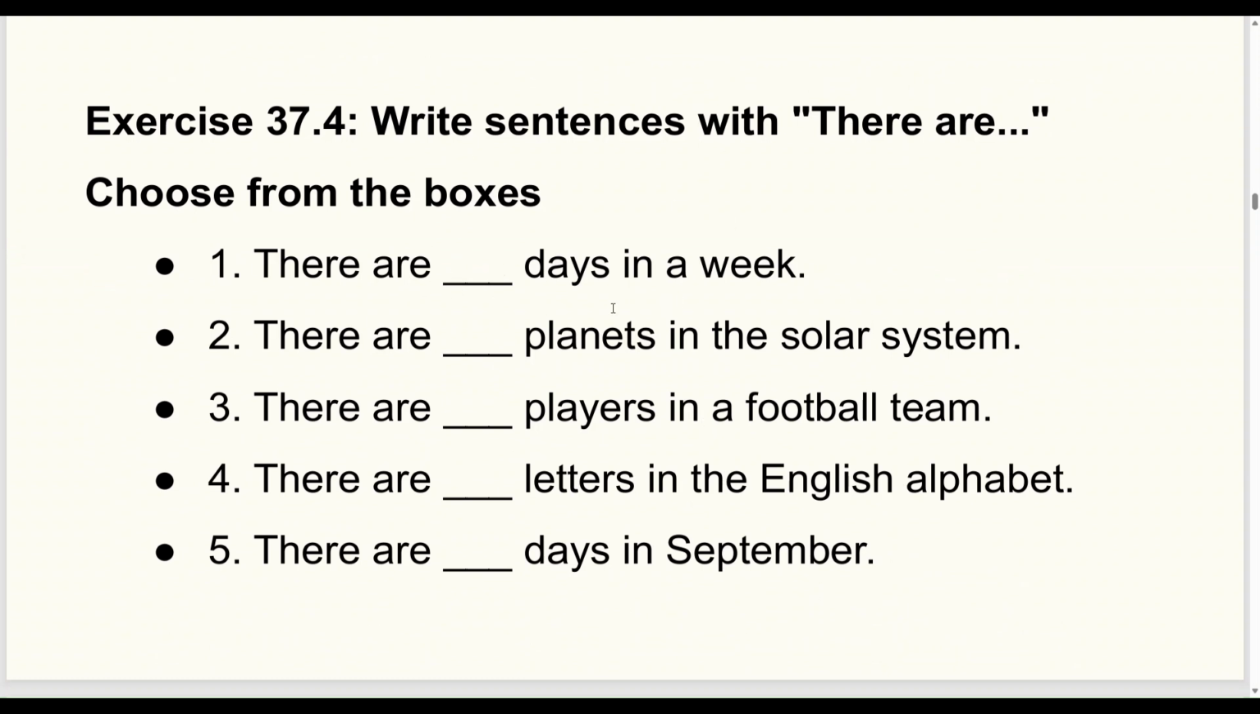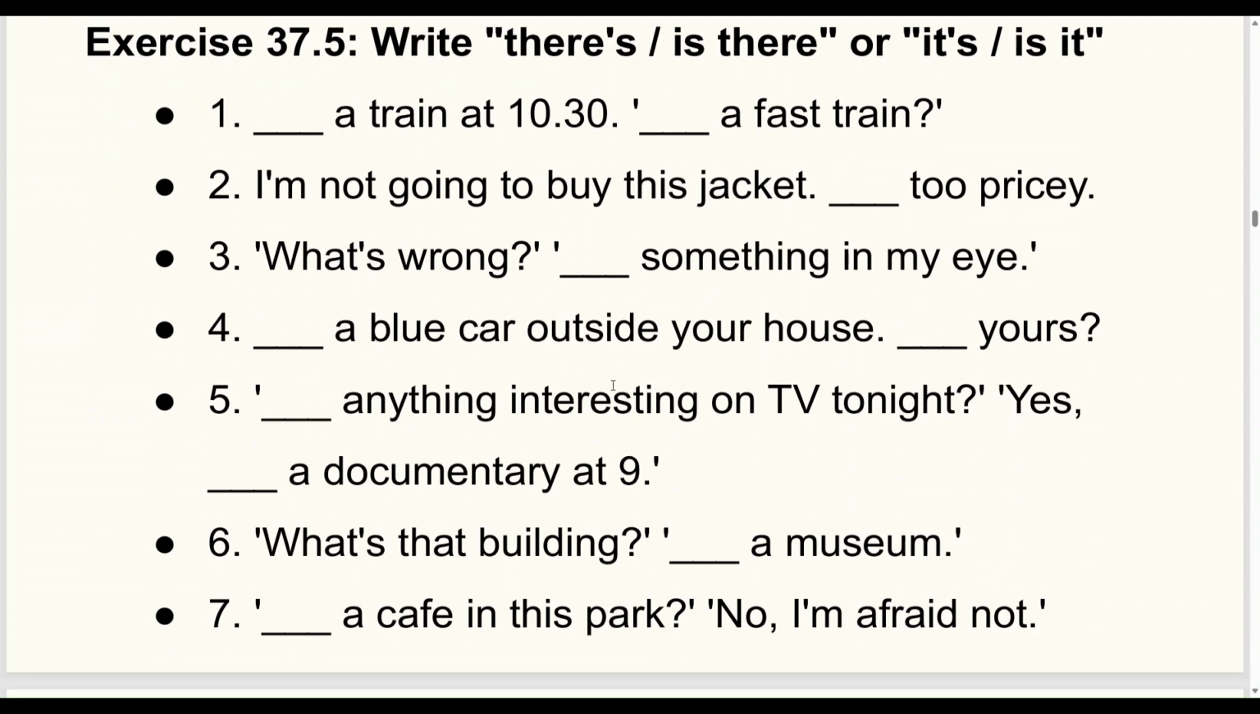There are 7 days in a week. There are 8 planets in the solar system. There are 11 players in a football team. There are 26 letters in the English alphabet. There are 30 days in September. There is a train at 10:30. Is it a fast train?